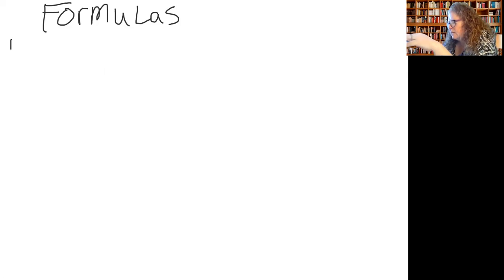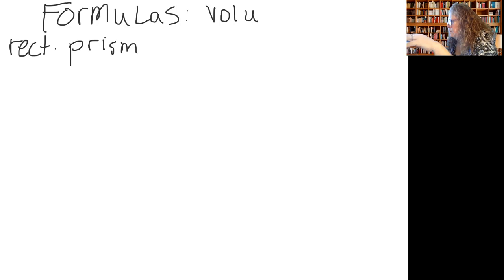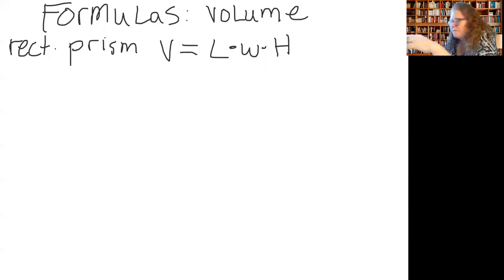Okay, so the rectangular prism. This is for volume. So volume is equal to length times width times height. Now that can also be a square prism. Length and width will just be equal. It's just the same. Okay, and then triangular prism.